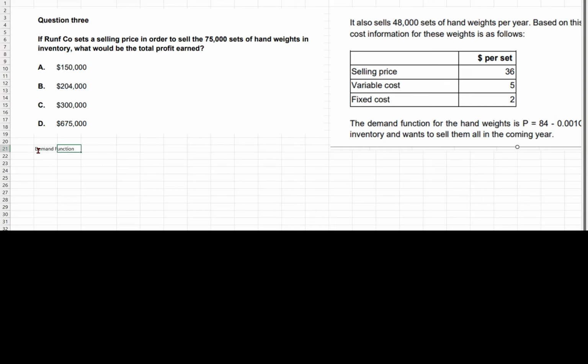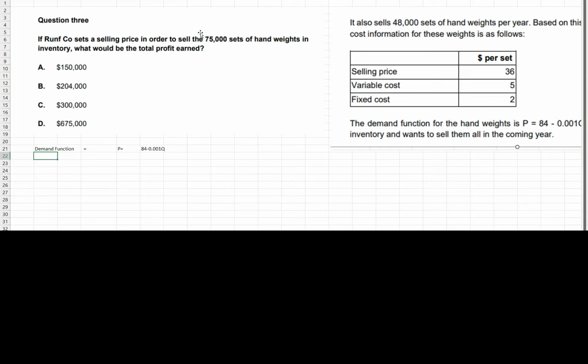Demand function: P equals 84 minus 0.001Q. Alright. Now we need to find the P value in order to calculate the profit.